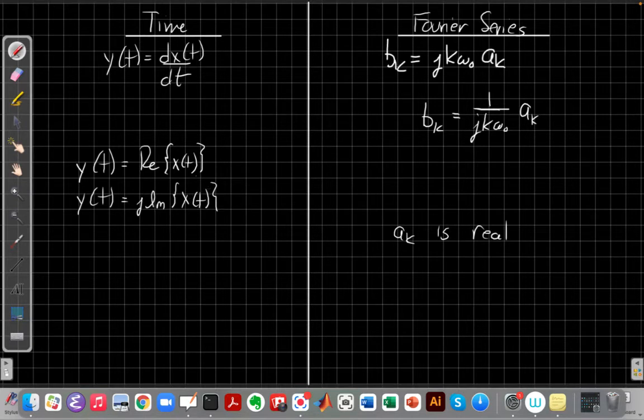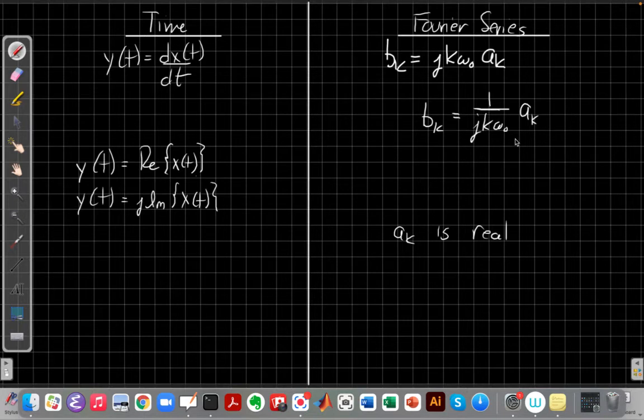And what about the other direction? If multiplying by j k omega naught is taking a derivative, what if I do it the other way? What if I divided by j k omega naught? What sort of opposite of a derivative would I expect? Pause and think for a second.